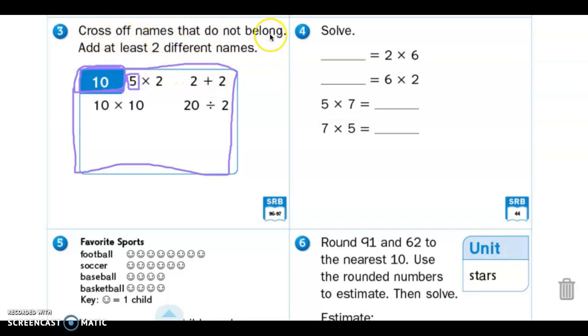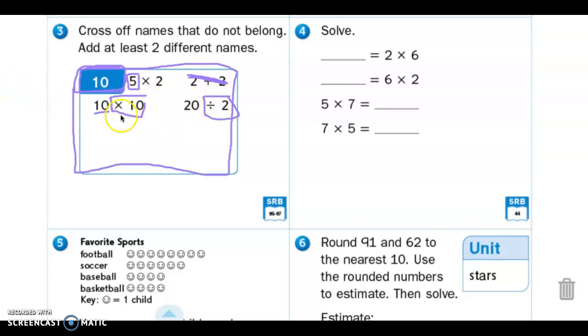So what did it say? Oh, cross off the names that do not belong. So this one does not belong. I could leave this one because it equals 10, but 2 plus 2 didn't. So figure out if 10 times 10 equals 10, if 20 divided by 2 equals 10. Remember, 10 times 10 is like counting 10 how many times? Counting 10 10 times. Does that equal 10? And 20 divided by 2, when we divide by 2, that's like taking 20 and cutting it in half. Does that equal 10? That's your first step.